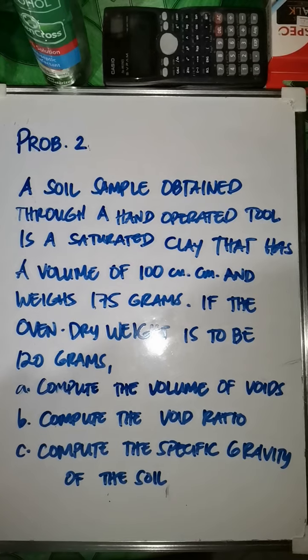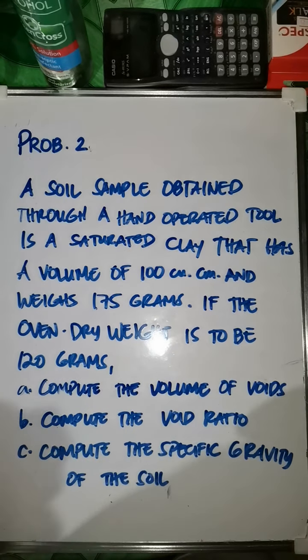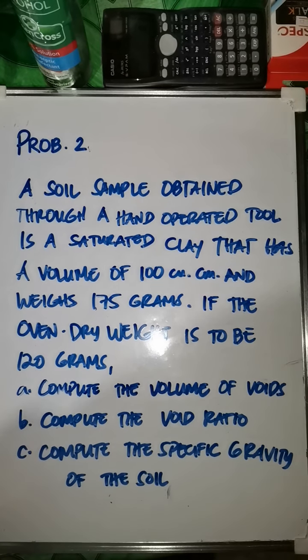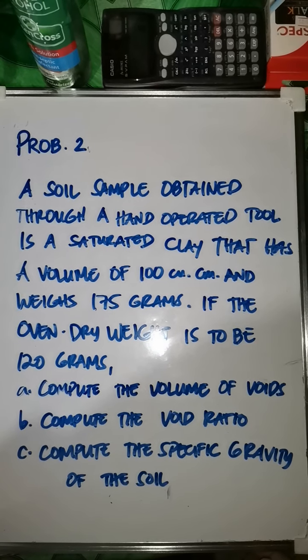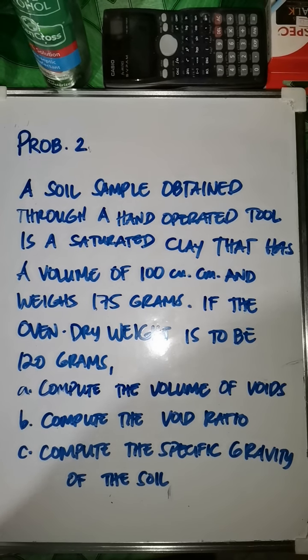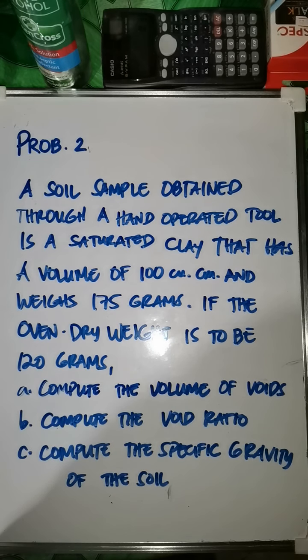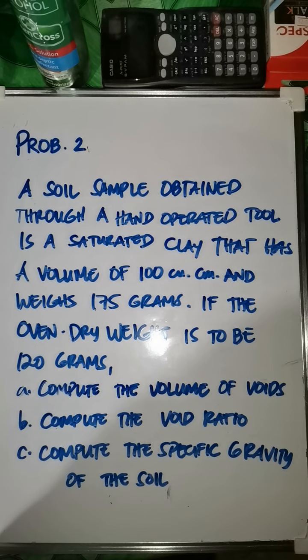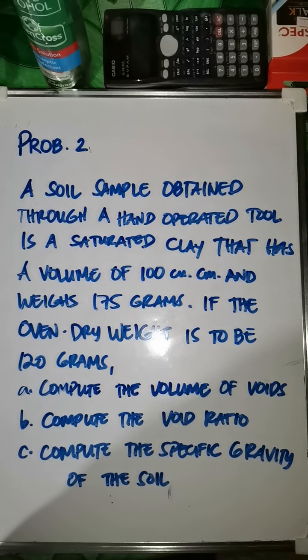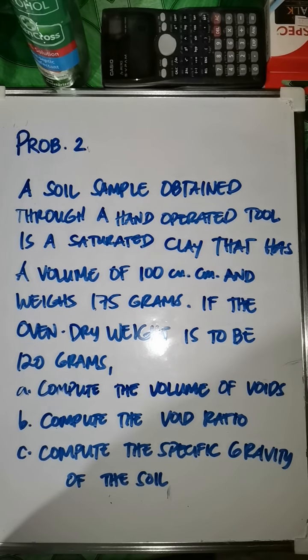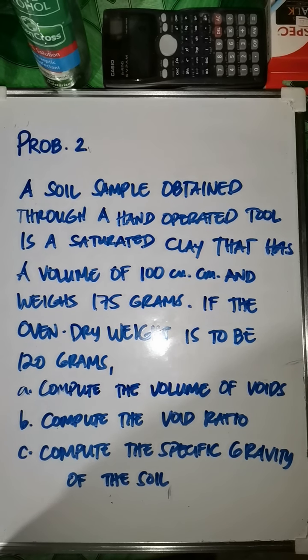Okay, so we have problem number 2 for the phase relationship of the soil. We have a soil sample obtained through a hand-operated tool, a saturated clay, that has a volume of 100 cubic centimeter and weighs 175 grams. If the oven dry weight is 120 grams, letter A, compute the volume of voids.